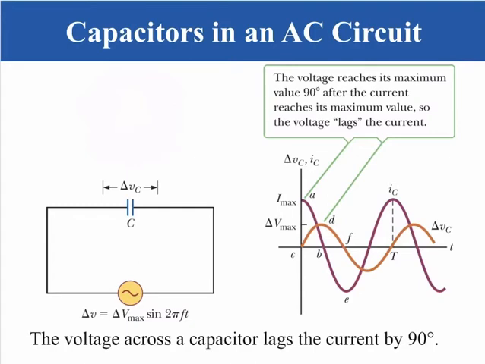The current reaches a maximum value in the opposite direction at point E on the current curve, and then decreases as the voltage across the capacitor builds up. As you can see in the graph, when an alternating voltage is applied across a capacitor, the voltage reaches its maximum value 1/4 of a cycle after the current reaches its maximum value. We say that the voltage across a capacitor always lags the current by 90 degrees.